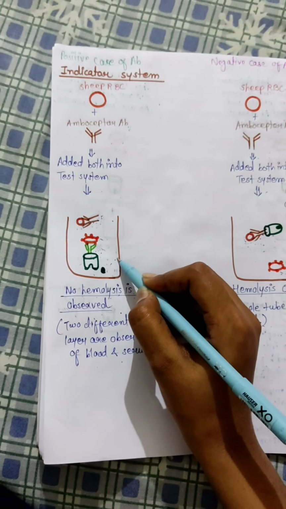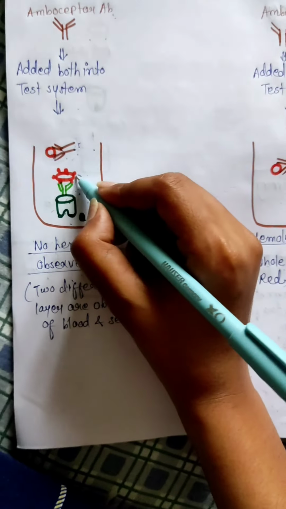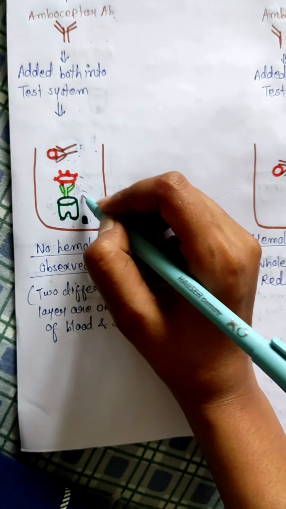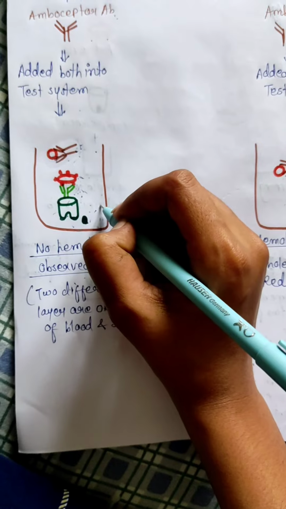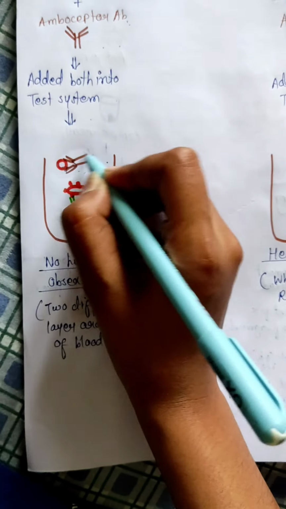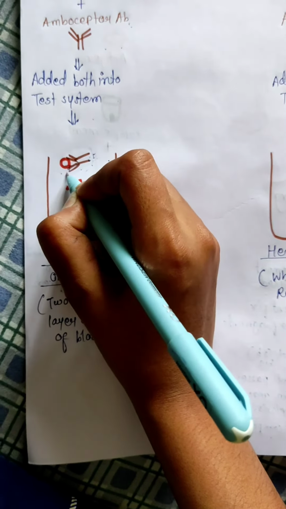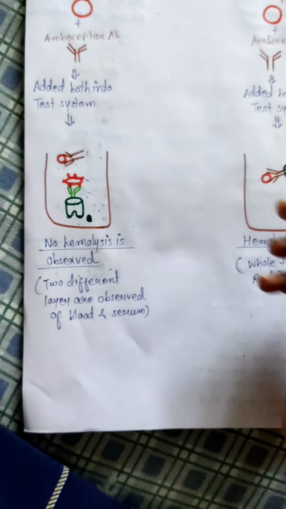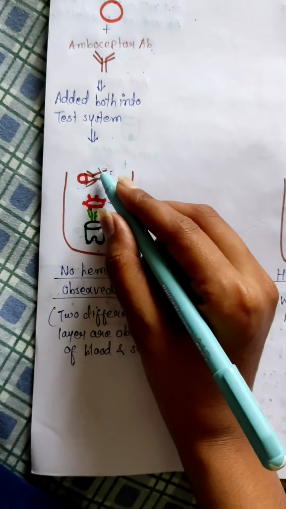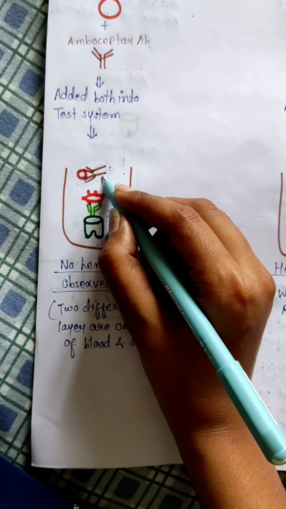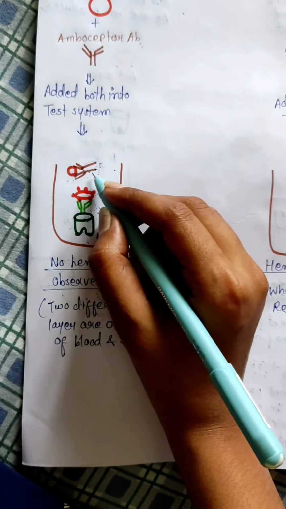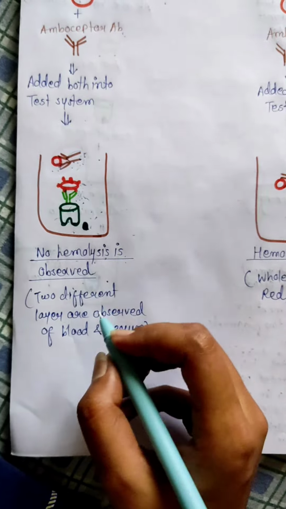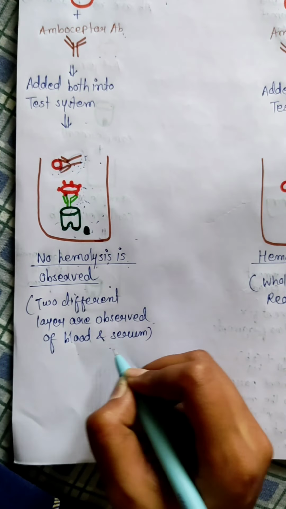Now, what happens? There is an antigen-antibody complex, so the complement is fixed here. No free complement is there to bind with the complex made up of sheep RBC and emboceptor antibody. Now, there is no complement fixation to the RBCs, so there is no lysis, no destruction. So no hemolysis is observed. Two different layers are observed, of blood and serum.